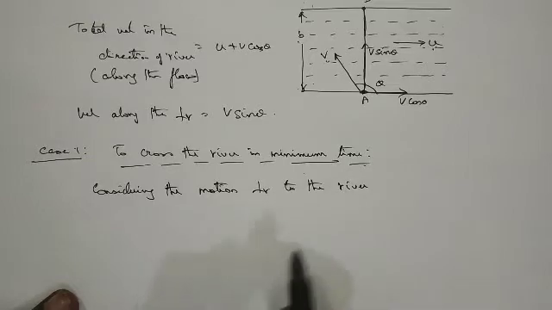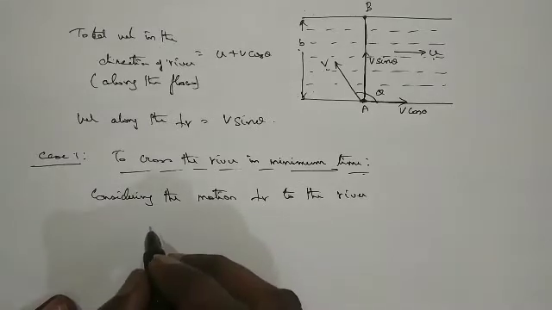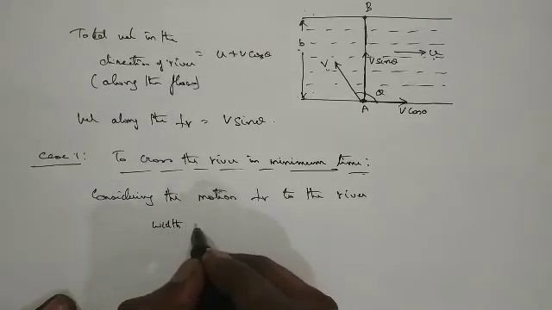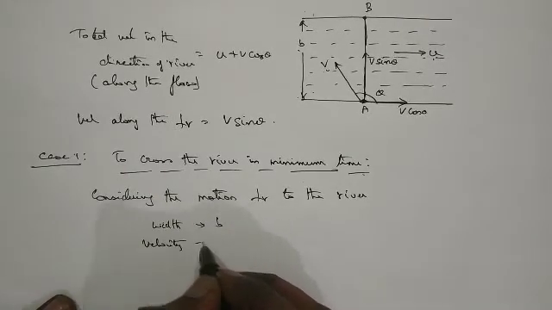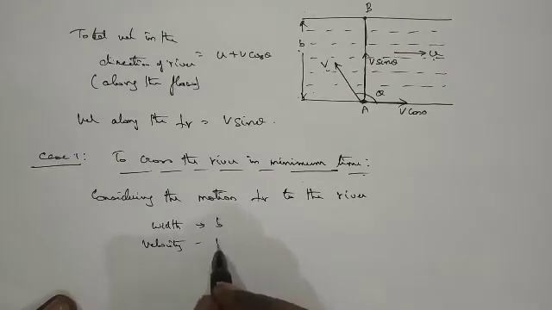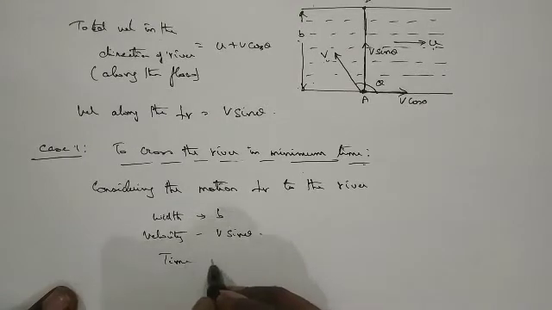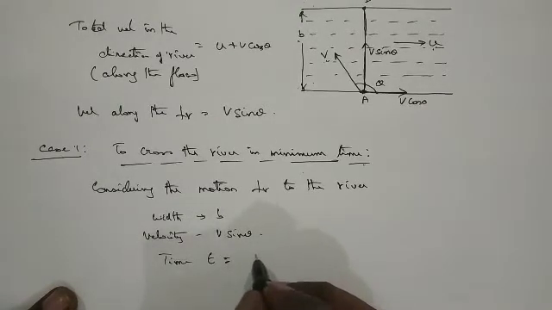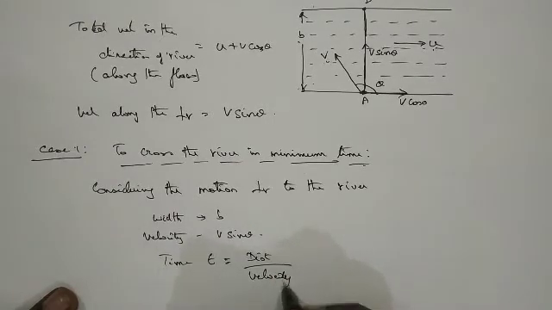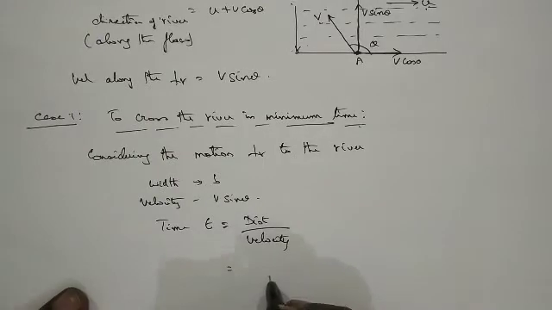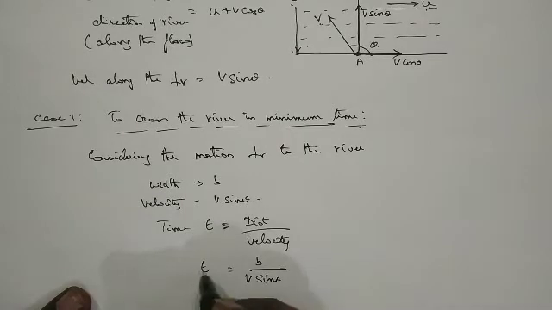Perpendicular to the river. He is going straight, perpendicular to the river. So the width he has to cross is b, and the perpendicular velocity is going to be equal to v sine theta. So what is the time taken? Time t will be equal to distance upon velocity, that will be equal to b upon v sine theta.